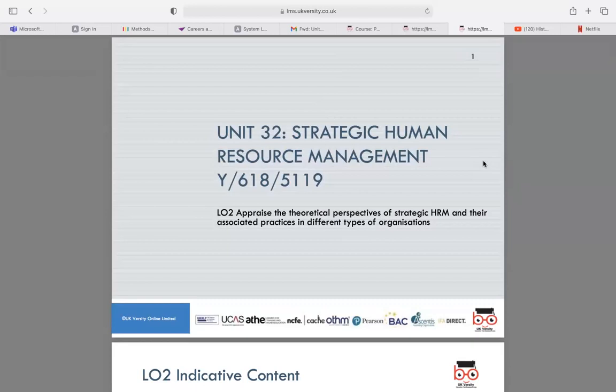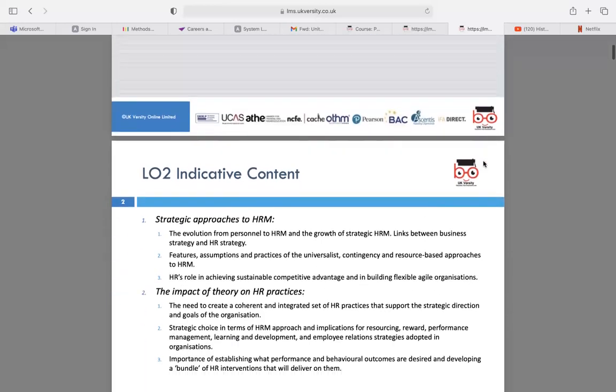We're going to go through Unit 32 again, which is Strategic Human Resource Management, and cover LO2 today, which basically means appraise the theoretical perspectives of strategic HRM and their associated practices in different types of organization. So we're going to focus on the theoretical perspectives of strategic HRM, basically meaning how HR is managed and how it is in alignment with the organization's strategic objectives.